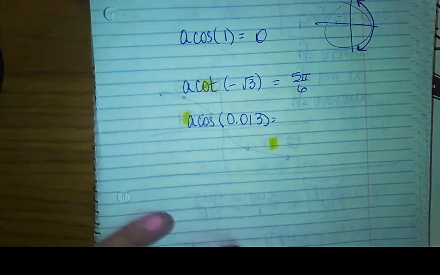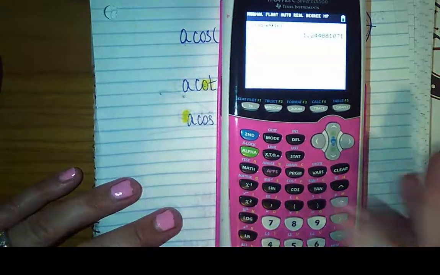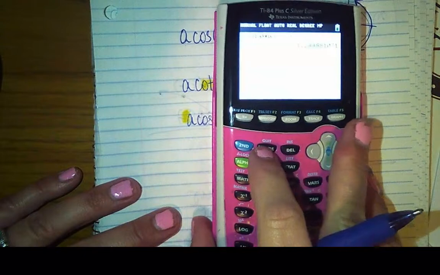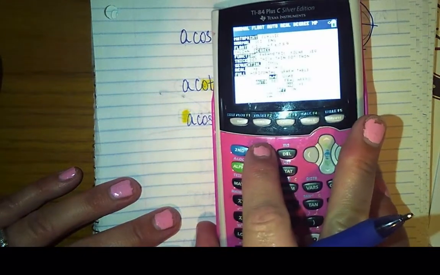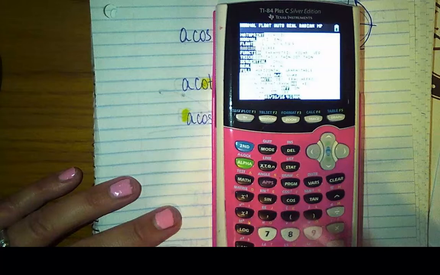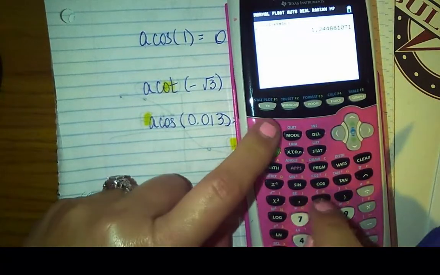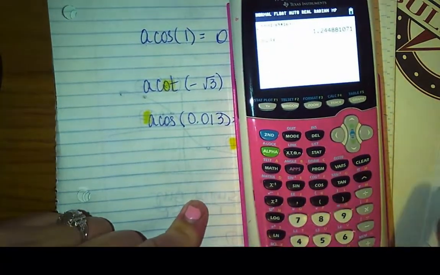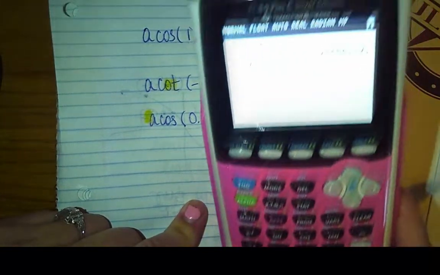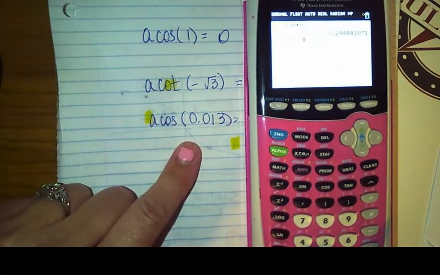0.013. Okay, so if we're going to do it on the calculator, first of all, it says in radians, so make sure your calculator's in radians. So hit mode, and then scroll down, make sure it says radians. I'm in degrees right now. And then kill that off. And now it says, what is the arc cosine? So hit second cosine, and it will give you the arc cosine. See it? Okay, and then you just say 0.013.